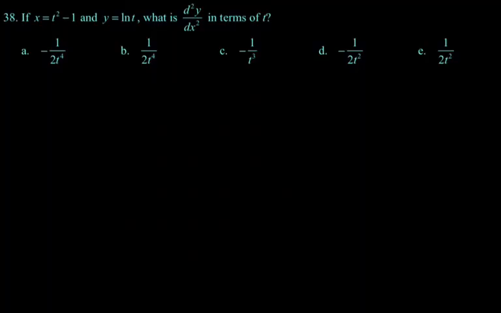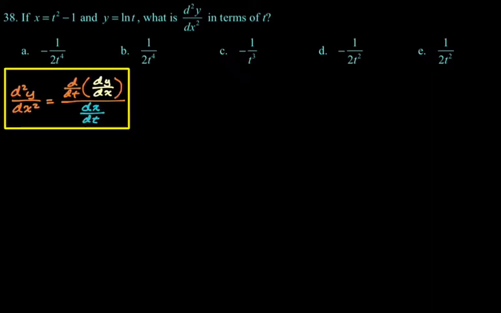All right, next up. If x is t squared minus 1 and y is the natural log of t, what is the second derivative of y with respect to x in terms of t? So second derivative of y with respect to x, this is a formula that you just have to know. I mean, you can also work it out, but you really need to know. This should be a priority formula because when it comes up, you don't want to mess it up because it's actually pretty straightforward. But if you don't have it memorized, you're probably going to mess it up on the exam.